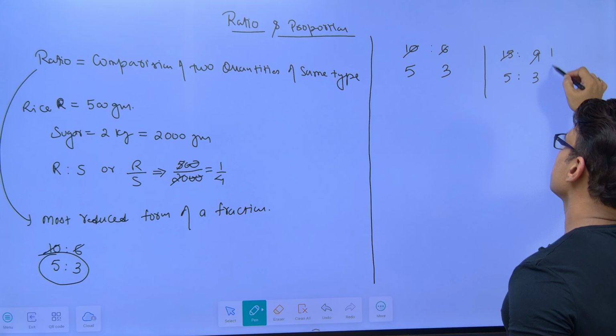Remember in smaller classes when they say sum of two numbers, let's say two numbers A and B are in ratio 5:3, and their sum is 32. If I say there are two numbers which are in ratio 5:3 and their sum is 32, how we used to solve this question? We used to take, let numbers be 5x and 3x.